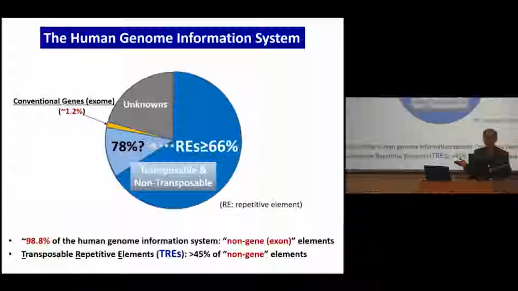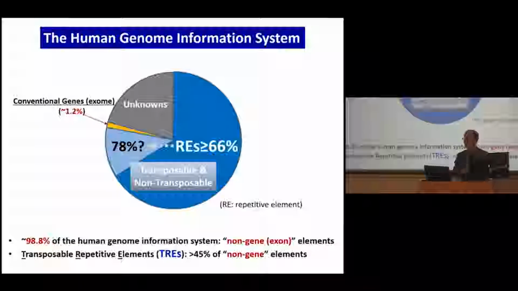When we are looking at the human genome, about 1 to 2% is represented by conventional gene sequences. The rest is packed with repetitive elements. Some scientists estimate maybe 90% of our genome is packed with repetitive elements. Others are saying 66%. And some of these repetitive elements can move around, so they are called transposable repetitive elements.